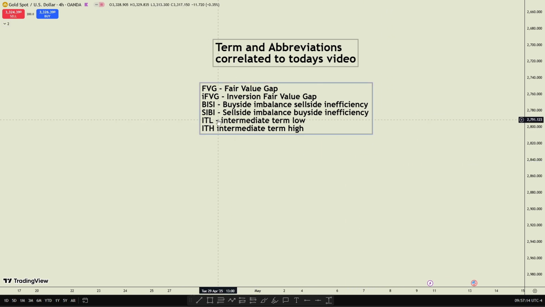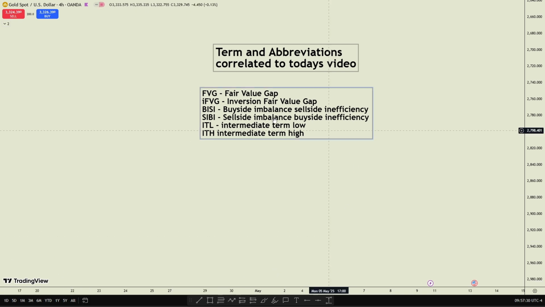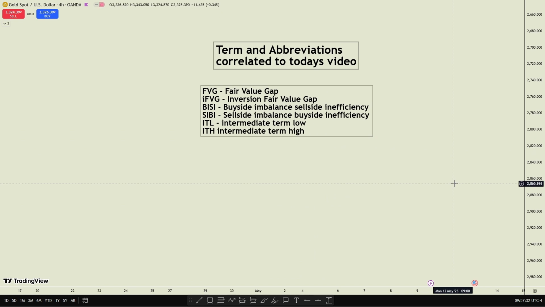Now we've got our intermediate term low, which is a low inside of a fair value gap, and our intermediate term high, which is a high inside of a fair value gap. The way that I have come so far so fast with trading is by watching videos like these, taking down loads of notes and going straight to the markets after watching the videos and trying to find what I have just learned. So I'd advise you guys do the same. It really nails it into your head.